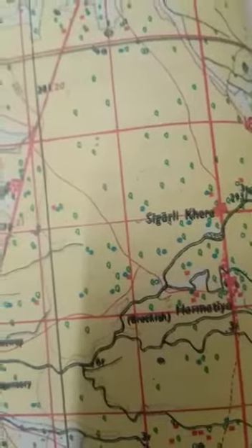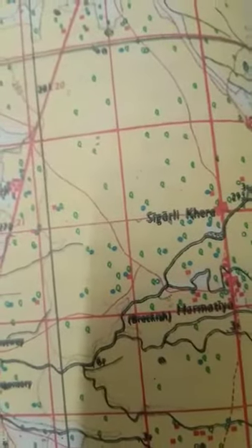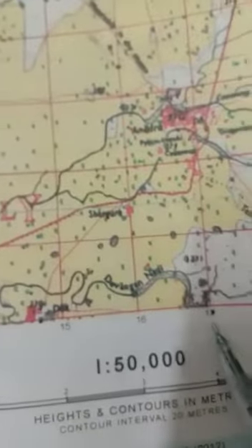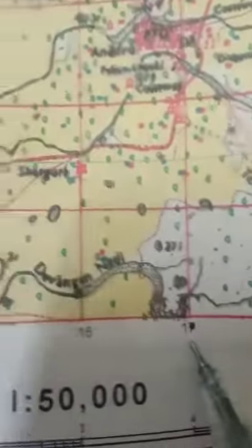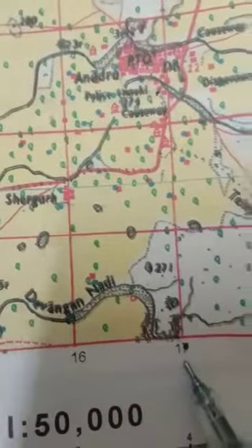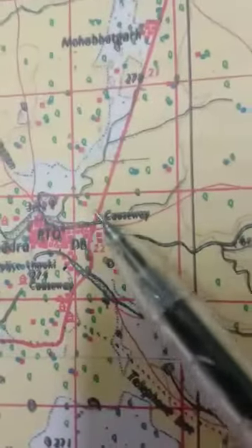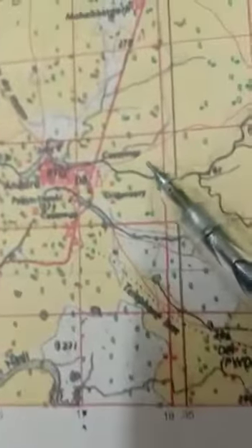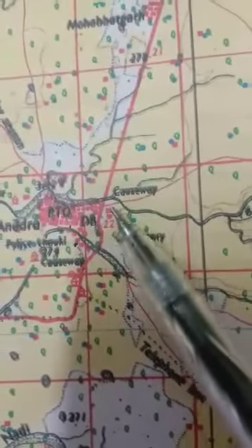The next question, causeway in 1715. Remember, first we have to see the easting. 17 is here. This is your 17. Then 17 and 15. This is your 15. 17 and 15 comes here. See, this portion. This grid is your 17 and 15. Here you can see causeway.